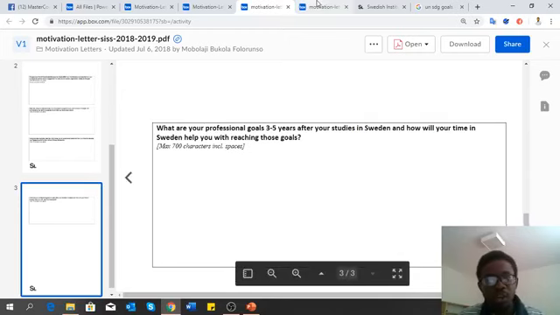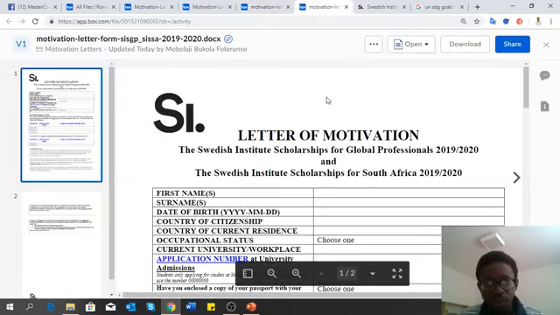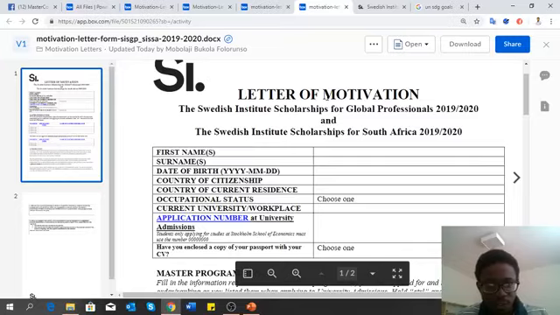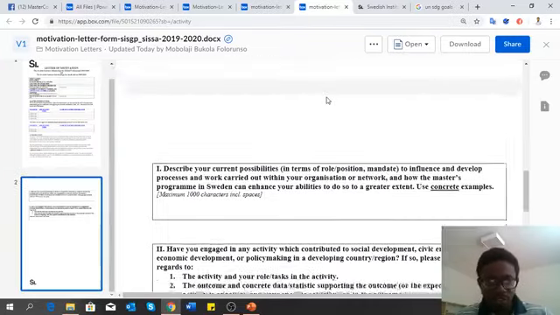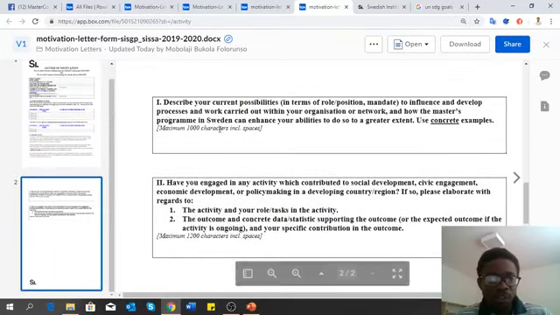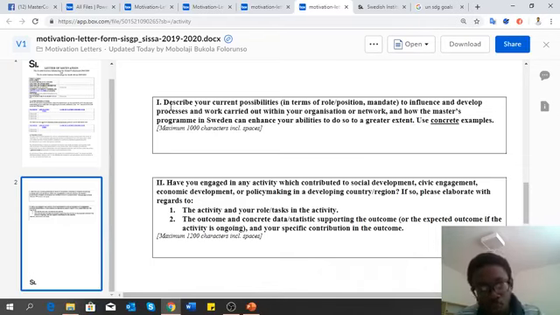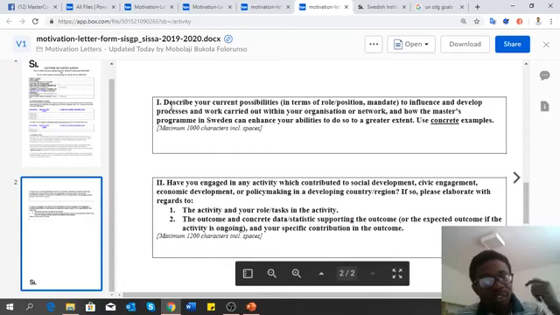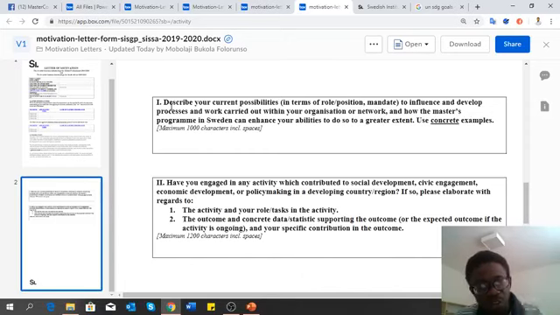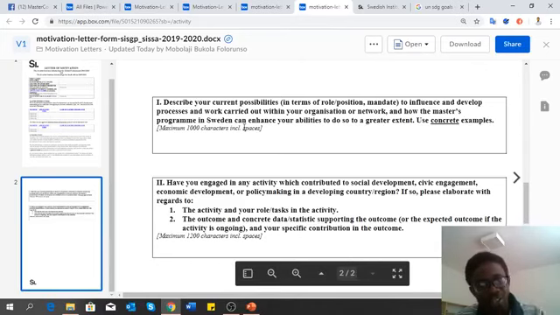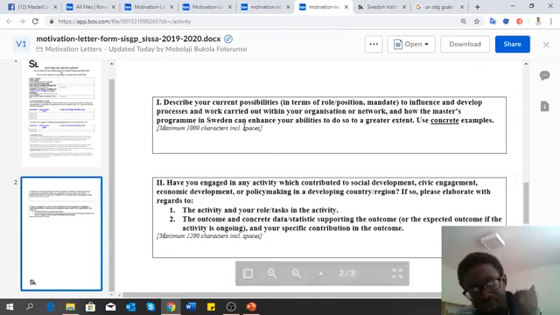So let's go to the last one, the one that they used for this year, 2019, and see what they asked about. Now, the first one says, describe your current possibilities in terms of role or position or mandate to influence and develop processes and work carried out within your organization or network, and how the master's program in Sweden can enhance your abilities to do so to a greater extent.